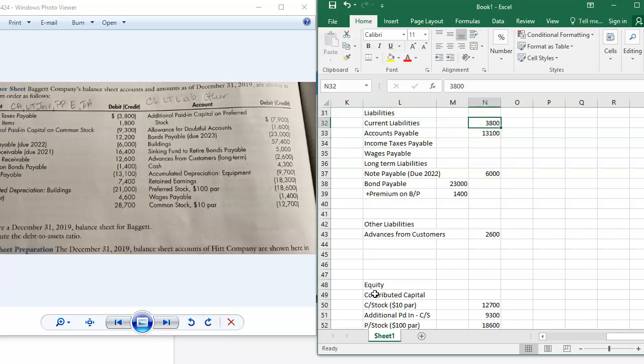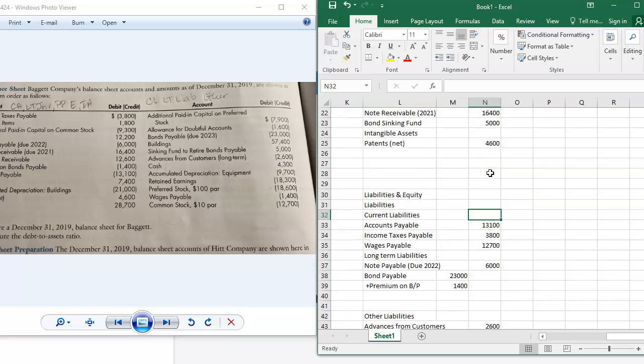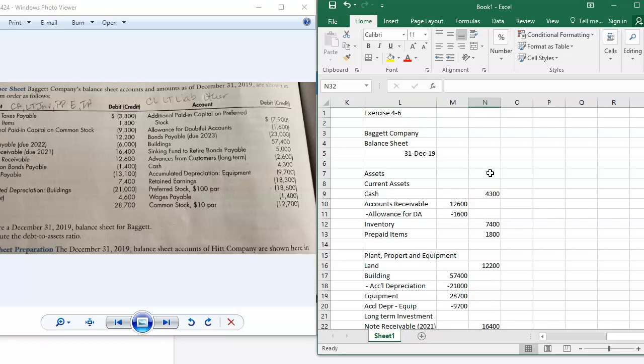Uh-oh, what happened here? Accounts payable. Oh, I'll put my wages payable on there. 12.7. Income taxes payable are 38. And I'm hoping accounts payable are 13.1. Yes, okay. All right, so I think I have everything, but now I need to make it look nice.